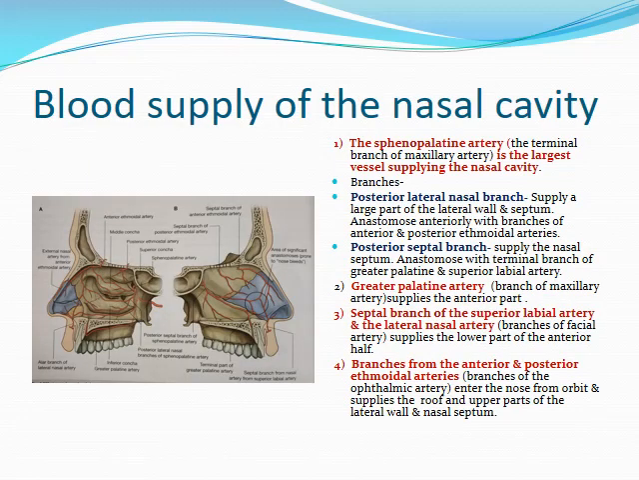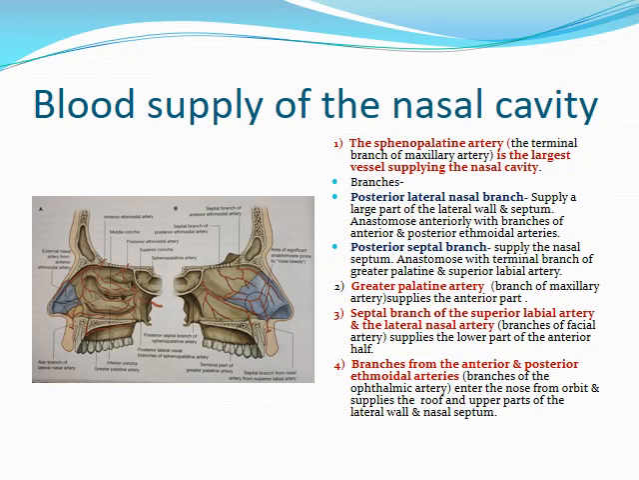Coming to the blood supply, the sphenopalatine artery is the largest blood vessel supplying the nasal cavity. The sphenopalatine artery is the terminal branch of the maxillary artery, and it supplies the nasal cavity via its two branches, the posterior lateral nasal branch and the posterior septal branch. Just look at the picture and try to identify these branches.